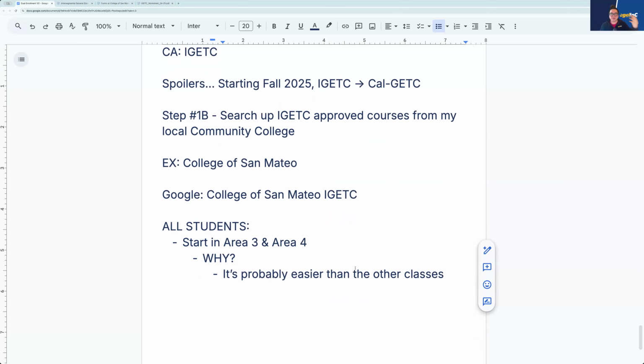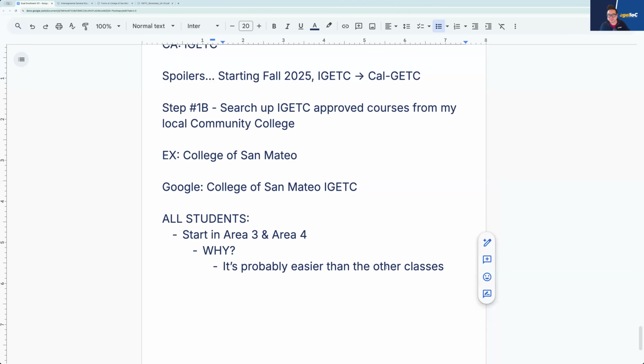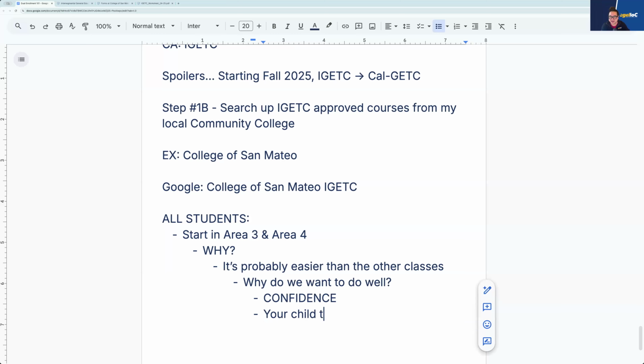On their first college class, we want them to do well. That's the biggest thing, and everyone needs it too, right? Why do we want them to do well? Because of two reasons, and both are confidence, but in two different people. Number 1, I want your child to be confident that they can do well in a college classroom.